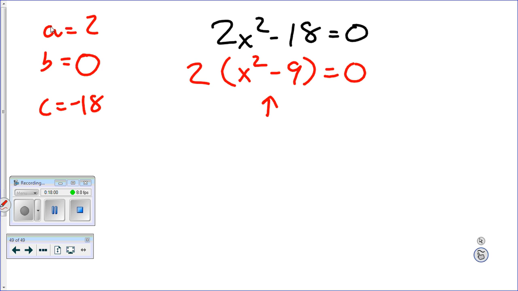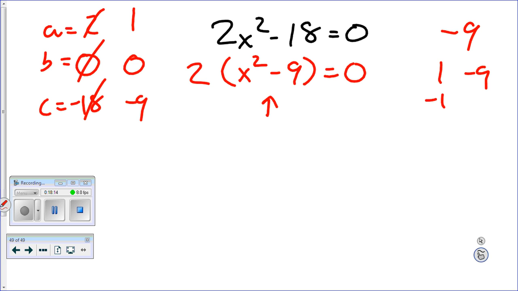Okay, well, a is now equal to 1, b is equal to 0, and c is equal to negative 9. Well, what are your factors of negative 9? Well, I have 1 and negative 9, I have negative 1 and 9, and I have negative 3 and positive 3. Well, lo and behold, we do have a set of factors that adds up to my b term. We have a set of factors that adds up to 0.